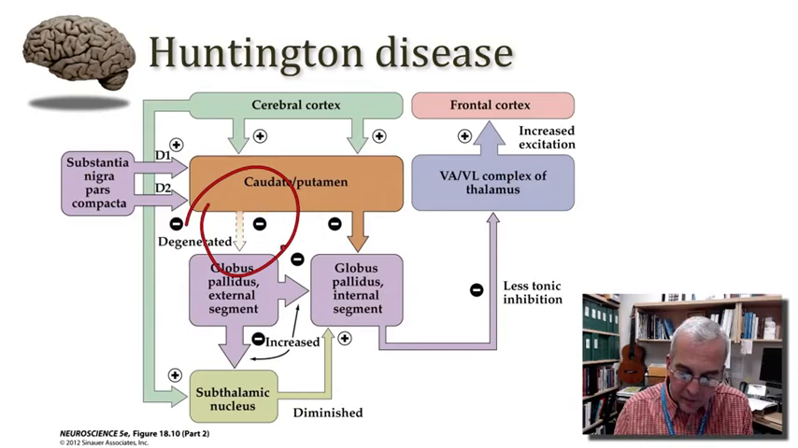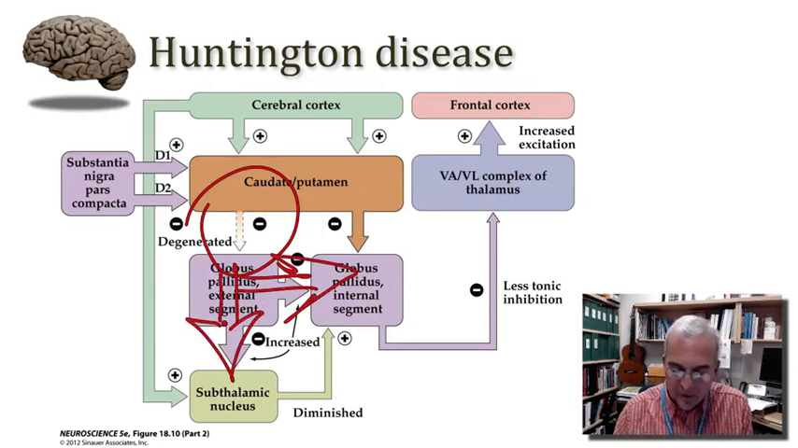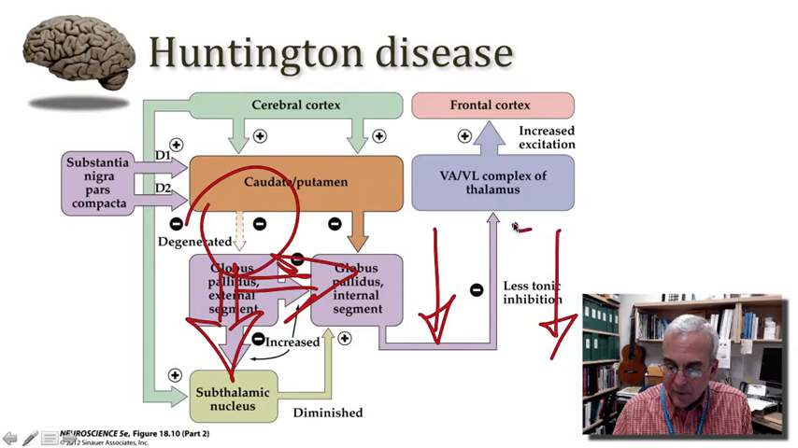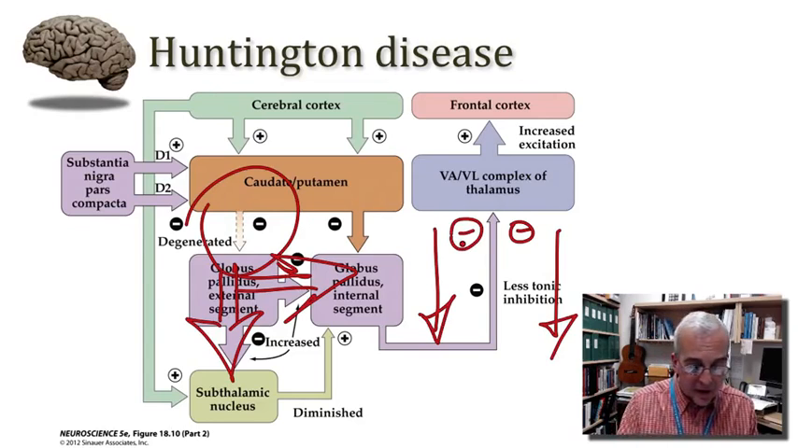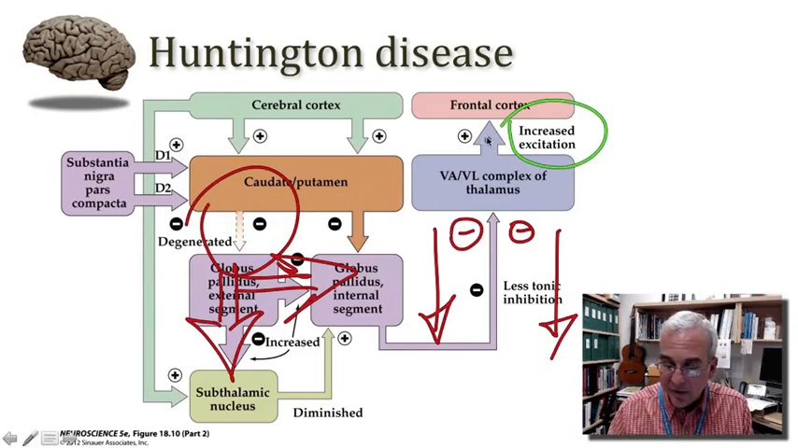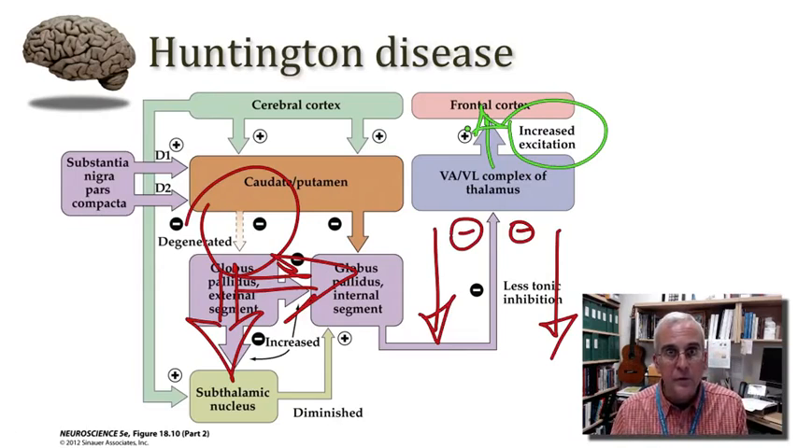With the loss of this inhibitory projection, now there's way too much activity coming out of the external segment of the globus pallidus. That is going to lead to a dramatic reduction in the amount of inhibition that is being expressed by the internal segment of the globus pallidus in the motor thalamus. With insufficient inhibition of the motor thalamus, now we have increased excitation of this connection from the motor thalamus to the motor cortex. That's where the unwanted movements are coming from: the insufficient suppression of the motor thalamus.